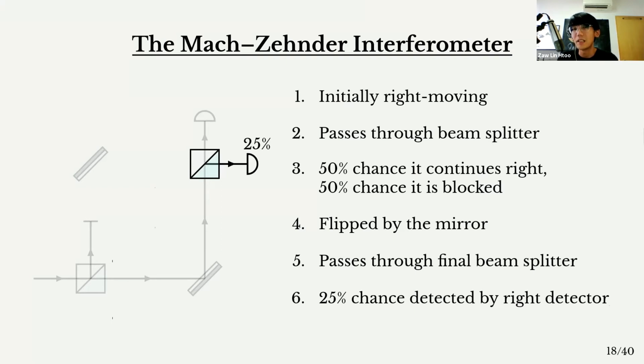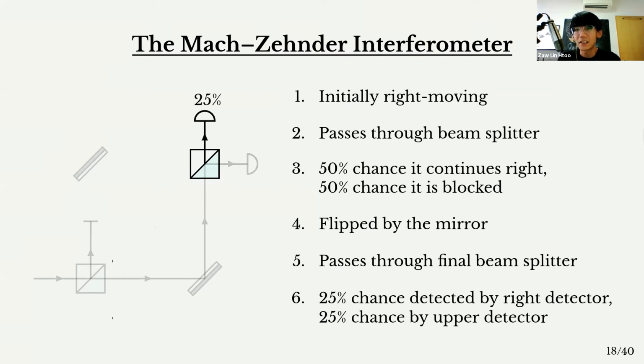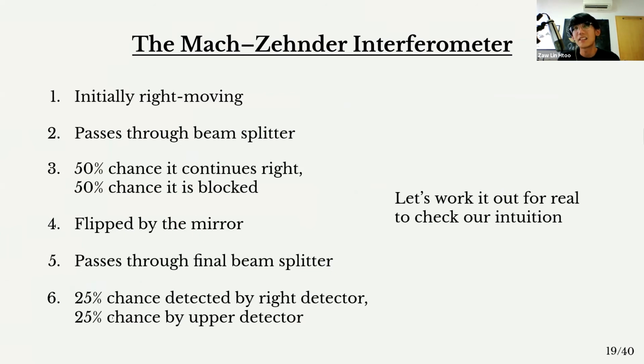And once it meets the beam splitter, there's another 50-50 chance, right? And the other 25% chance, it will be detected by the upper detector. So we're trying to keep track of where the photon is going, and we're saying, okay, every time it meets the beam splitter, we get a 50-50 chance. But to really know what happens, we need to work it out for real, because we have this formalism, we know what the rules of quantum mechanics are, and so we have to check that our intuition was correct, okay?